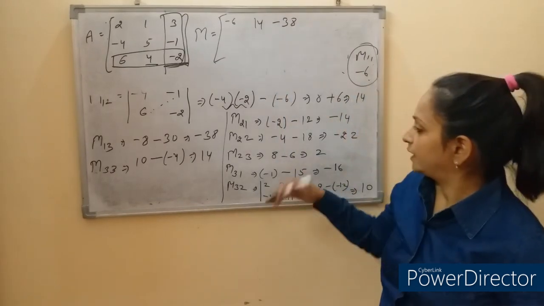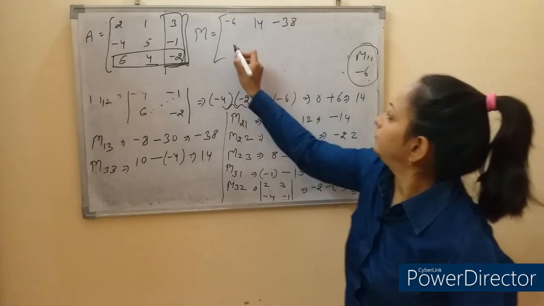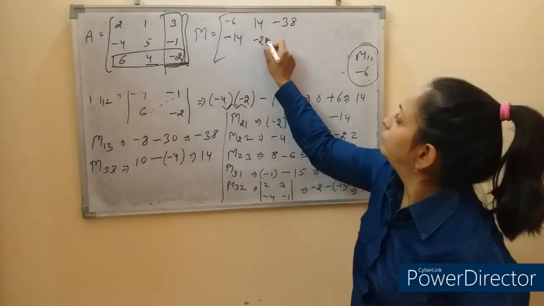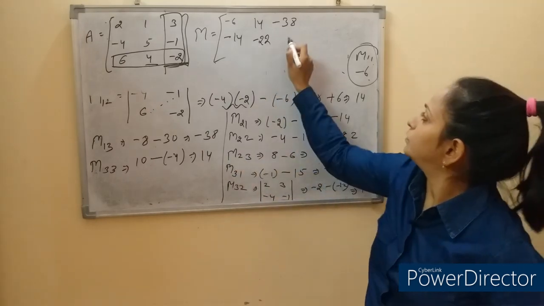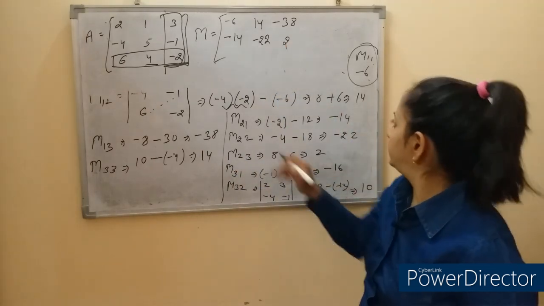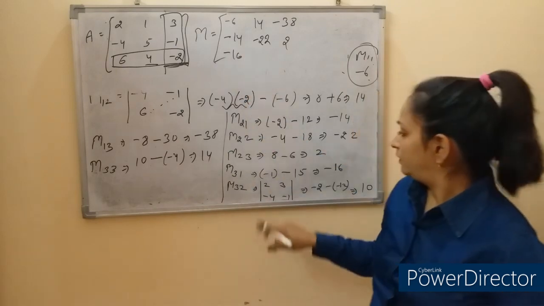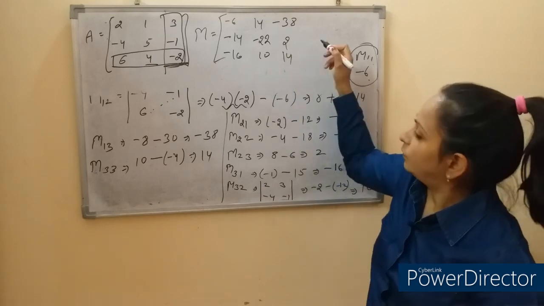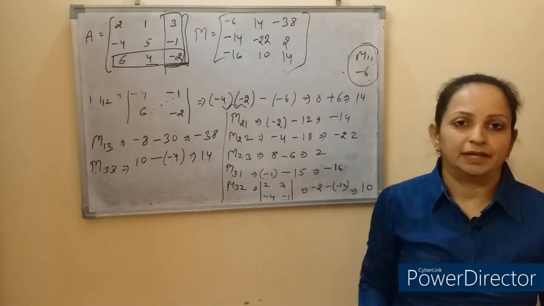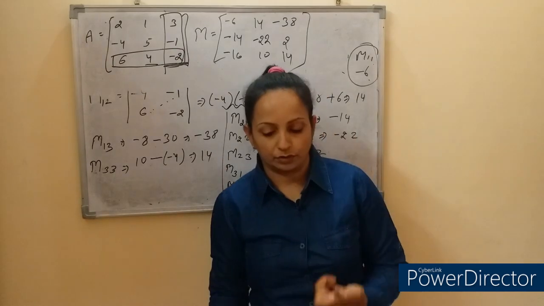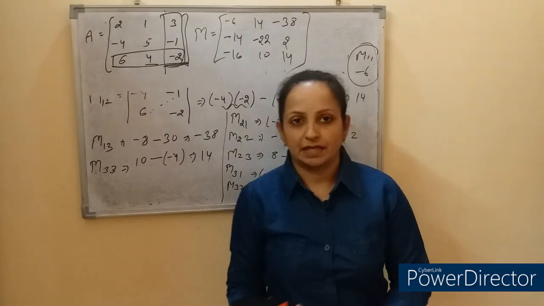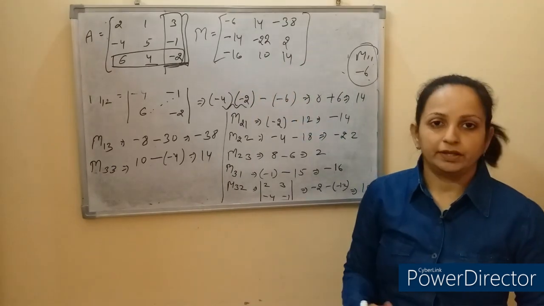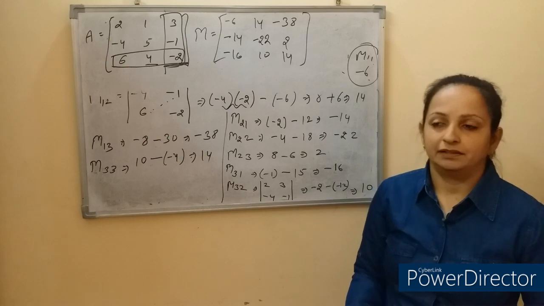Now the second row: 2 1 is minus 14, 2 2 is minus 22, 2 3 is 2, 3 1 is minus 16, 3 2 is 10, and 3 3 is again 14. Okay, so this is the matrix of minors which we got. All the minors which we calculated, we just make a matrix of that. Okay, so how to find the minors is clear now.